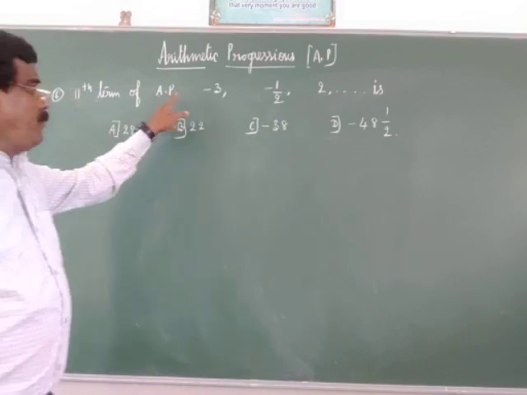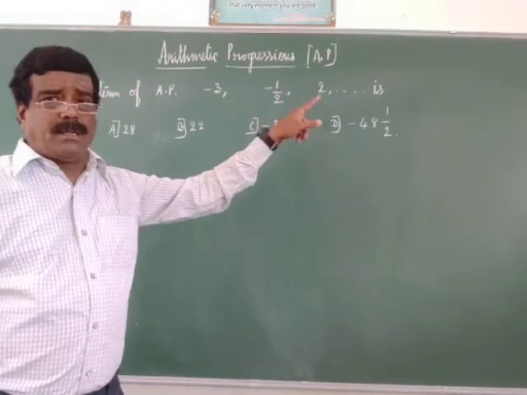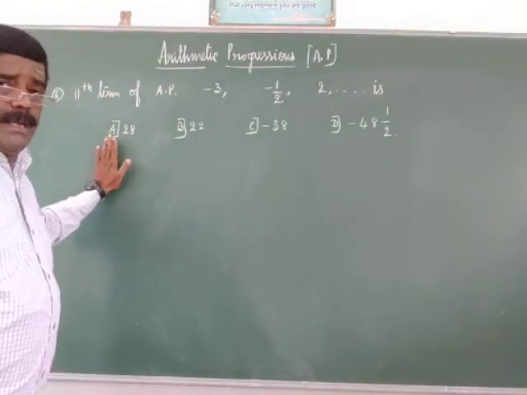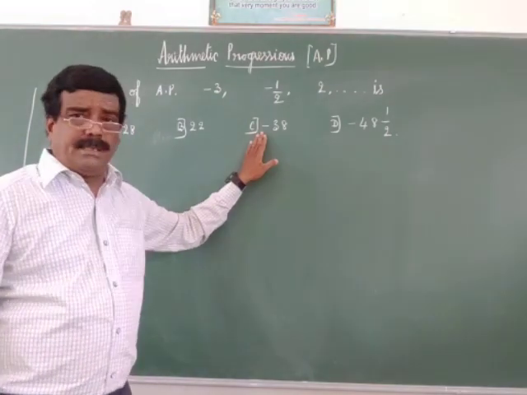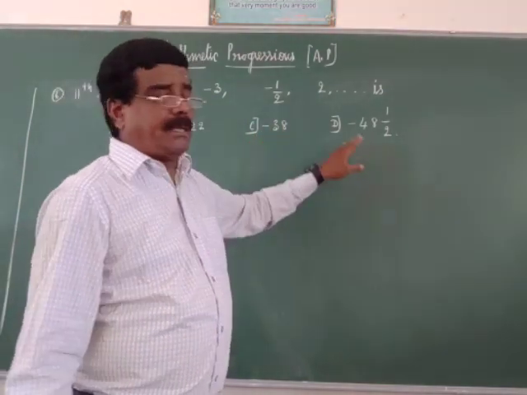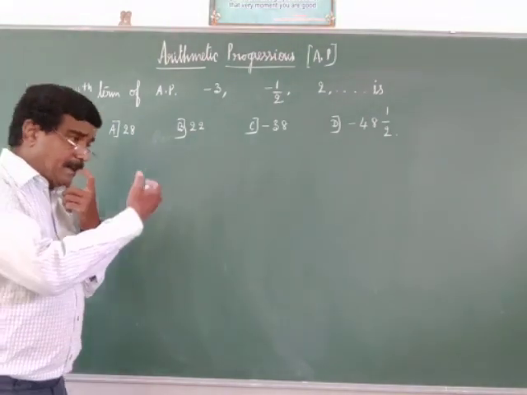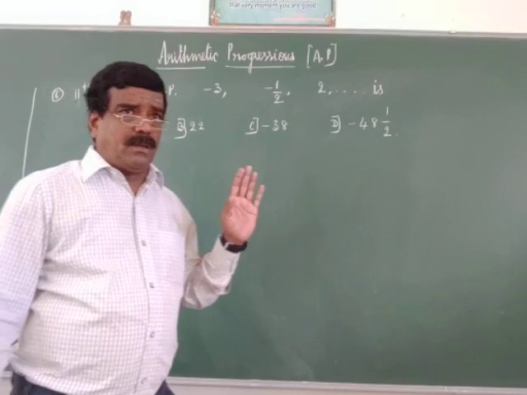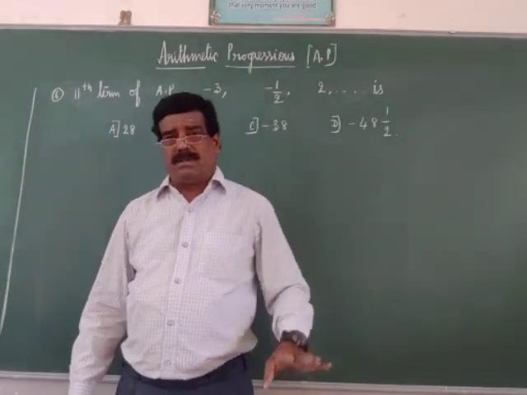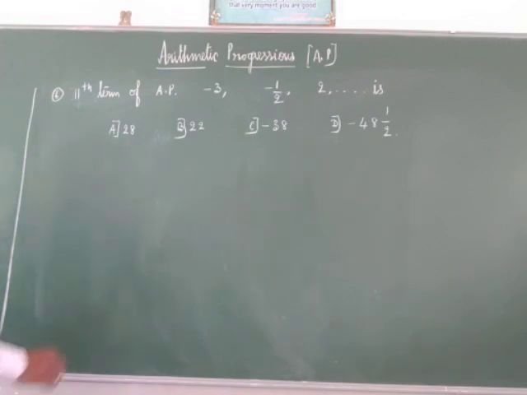The 11th term of an AP minus 3, comma, minus half, comma, 2, comma, dot dot dot is: option A 28, option B 22, option C minus 38, and option D minus 48 and a half. Obviously, you must be knowing it is a multiple choice question, 1 mark. If your answer is correct, you will be getting 1. If your answer is wrong, 0. So let me start the sum, how to do that.